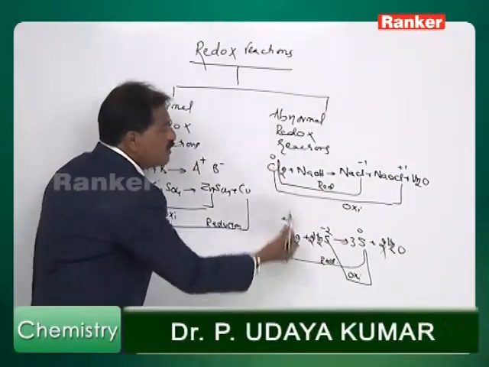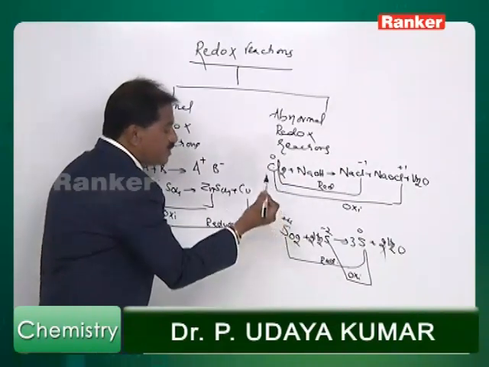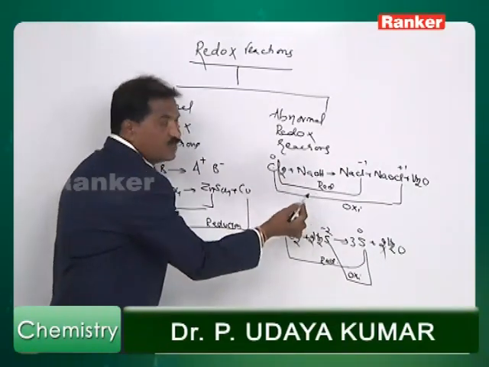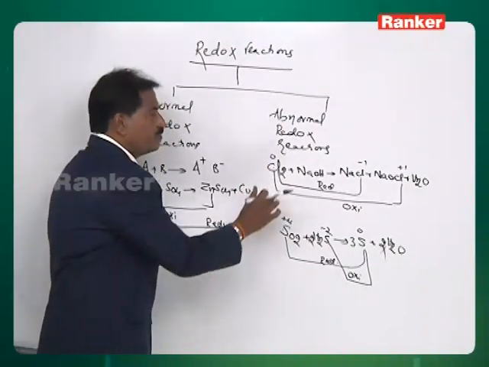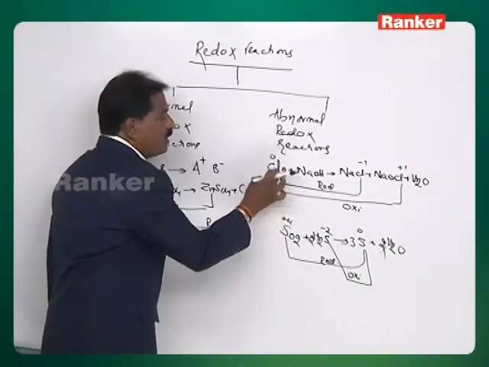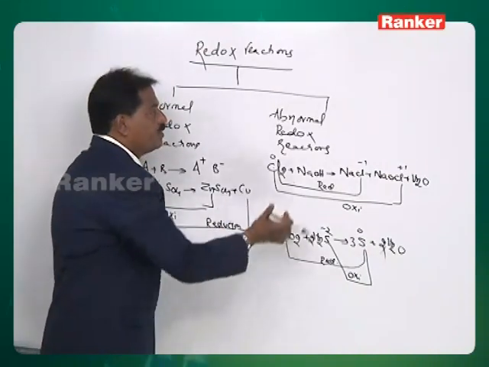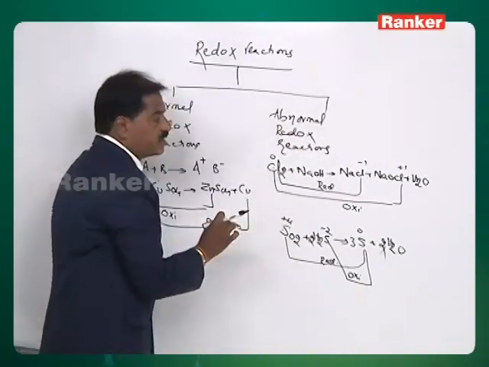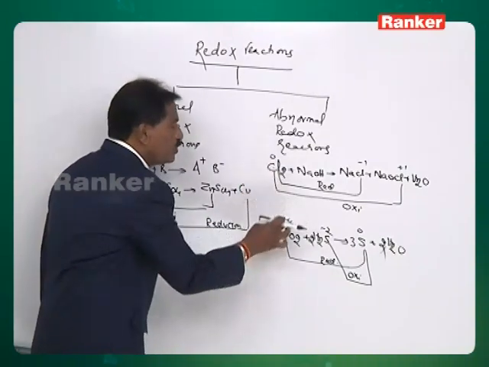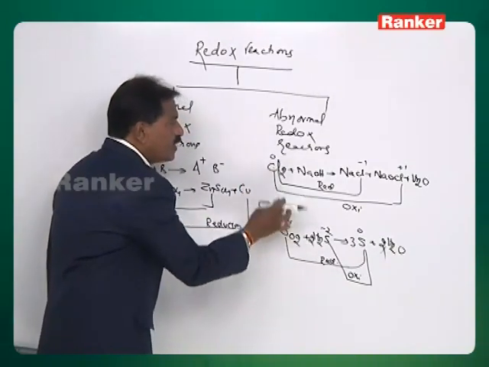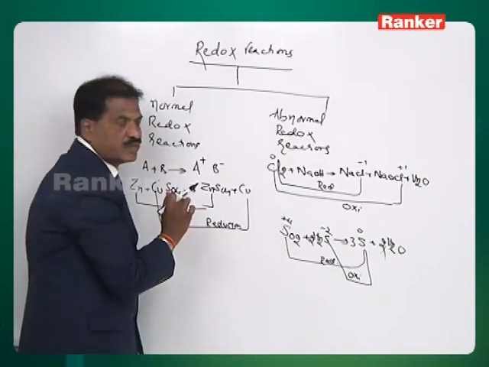That means in both these reactions, the atoms of the same element are undergoing oxidation as well as reduction. Therefore, in any reaction, if the atoms of the same element undergo both oxidation and reduction, then they are called abnormal redox reactions. So both these reactions are examples of abnormal redox reactions.